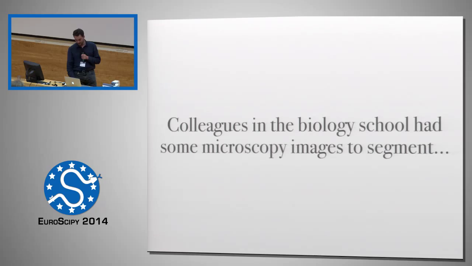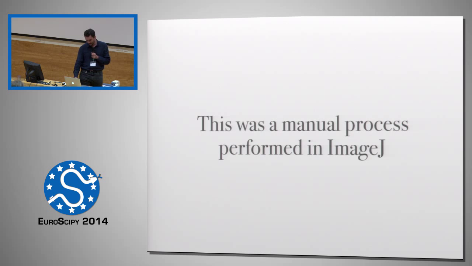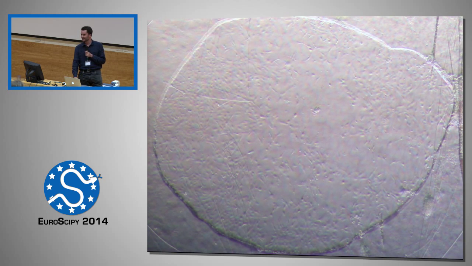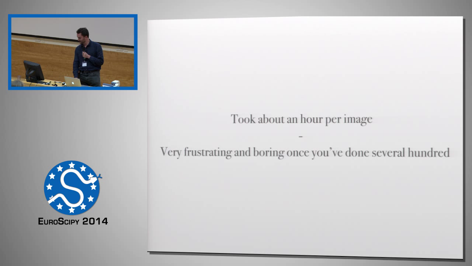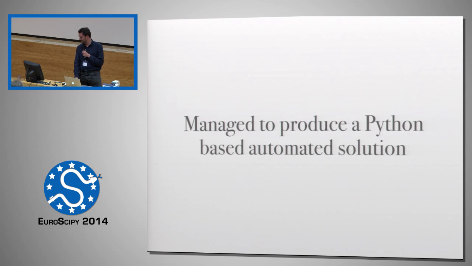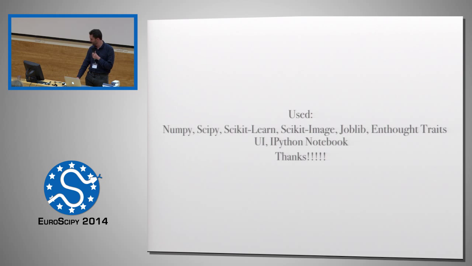I'm going to talk a bit about an automated cell coverage segmentation project. Some colleagues in the biology department at UVA had some microscopy images to segment, and this was a manual process. They had to do it in ImageJ. So we started out with an image like that, and the cells are defined by the areas of light and shadow, and they wanted a segmentation much like that. That's what they had to do manually. It took about an hour per image, and it was very frustrating and boring once you've done several hundred of them. So I managed to produce a Python-based automated solution for them.